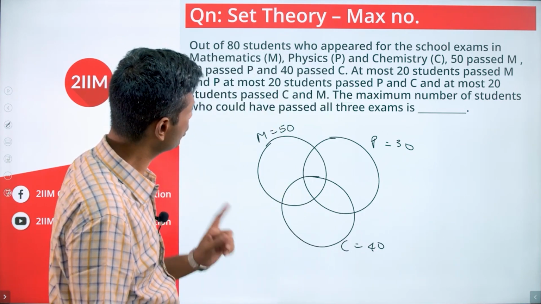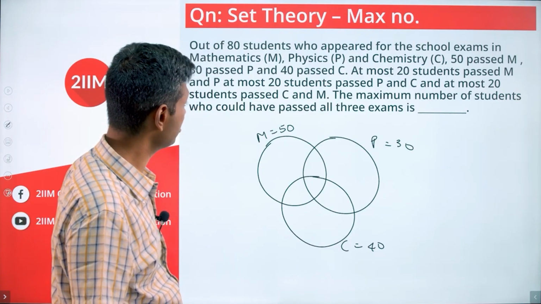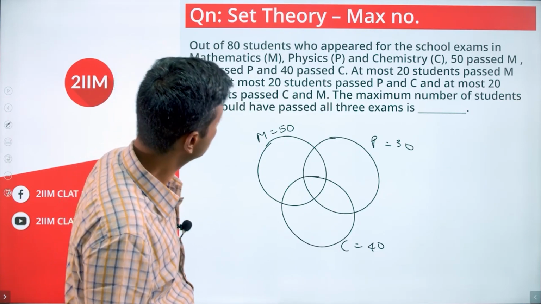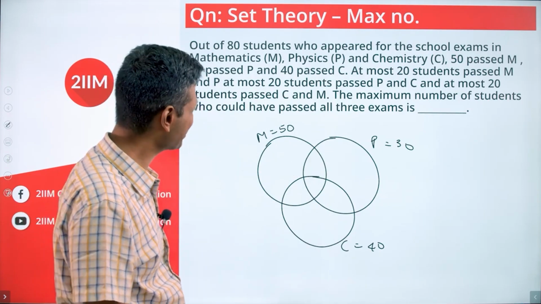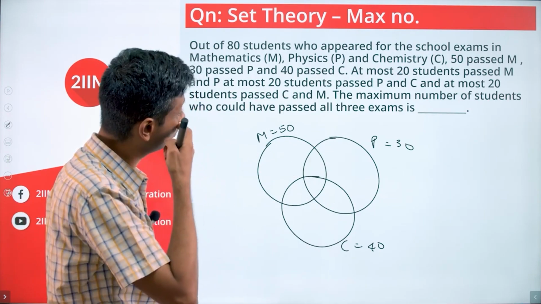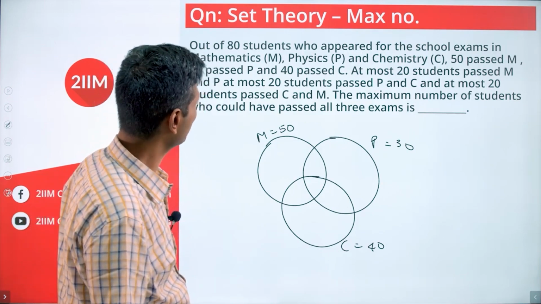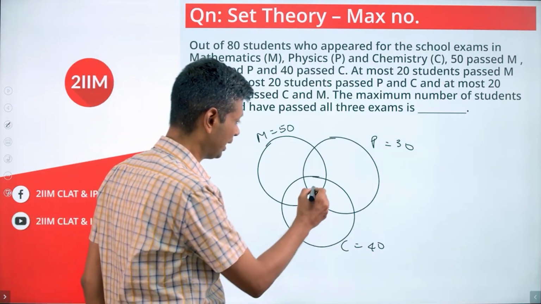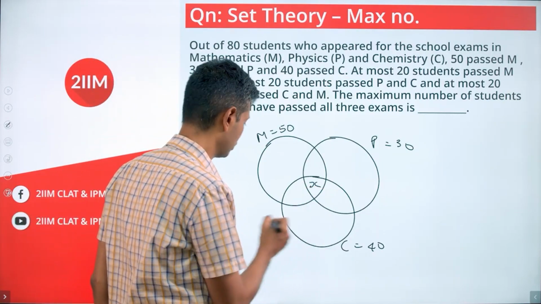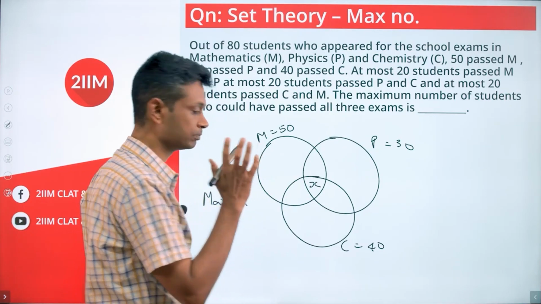At most 20 students passed physics and chemistry. At most 20 students passed chemistry and math. At most 20 students passed math and physics. The intersection is a maximum of 20. Right? The maximum number of students who could have passed all 3 exams is, so this were x. We want to find the maximum value of x.